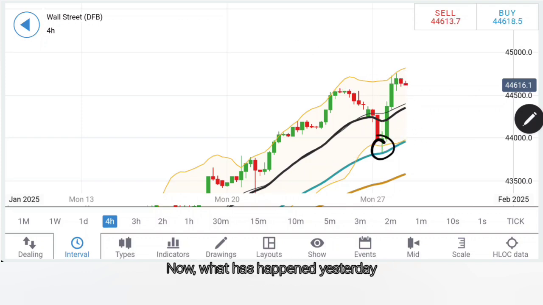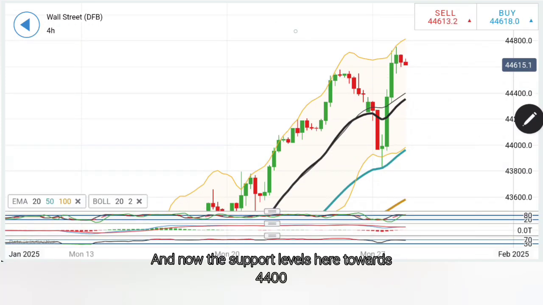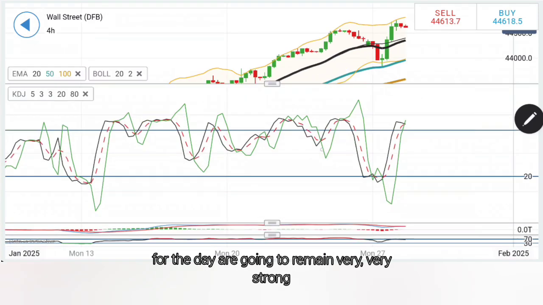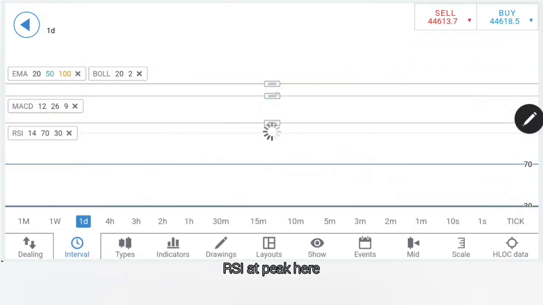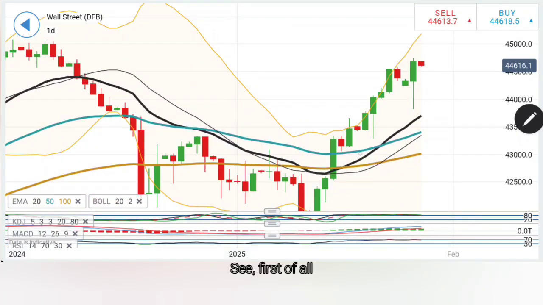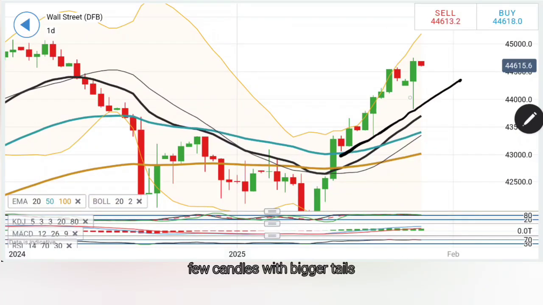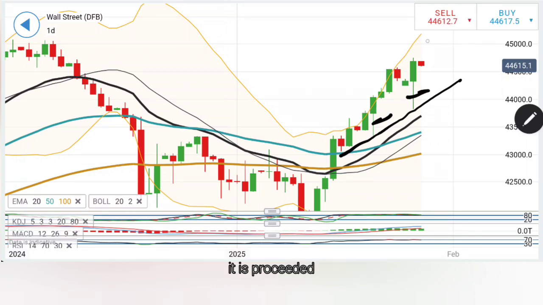Now what happened yesterday, see, it just kissed the 50 period moving average and bounced back, and now the support levels here towards 44,400 for the day are going to remain very, very strong. Stochastic overbought, MACD trying to cross over for the buy, RSI at peak here. Coming to the daily charts, look at the formation. See, first of all, few candles with bigger tails, and every time it has shown a bigger tail here, it has been followed by a stronger rise here.